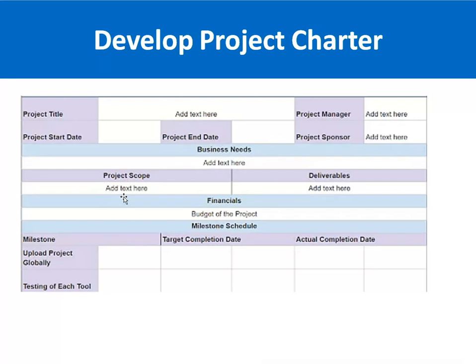Then the project scope is mentioned here. That means a high level project scope is mentioned, that is, what are the boundaries in which the project is going to be delivered. Then deliverables. Deliverables mean, for example, you are implementing a mobile app.